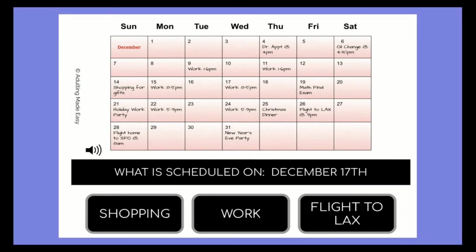All right, last question. What is scheduled on December 17th? This one asks me to find a specific date. So I can look at my table and find the 17th. The 17th is a Wednesday, but they're not asking for that. They're asking us what is scheduled, what is planned for that date. On that particular date, it looks like this person has work from 8 a.m. to 5 p.m. So the answer would be work.